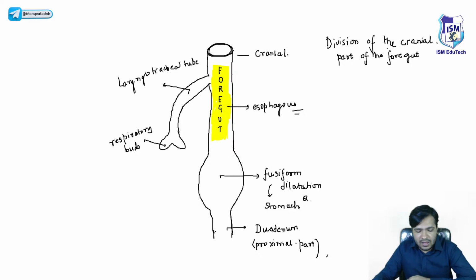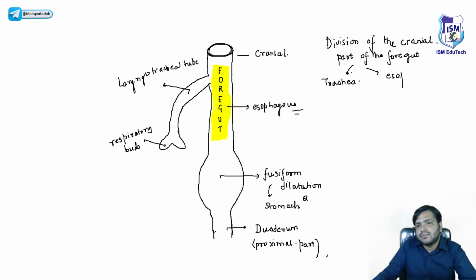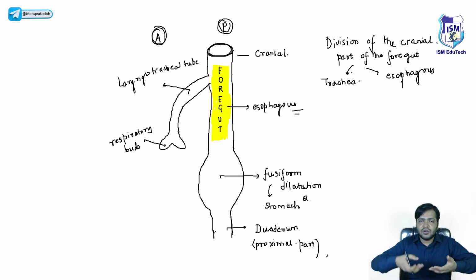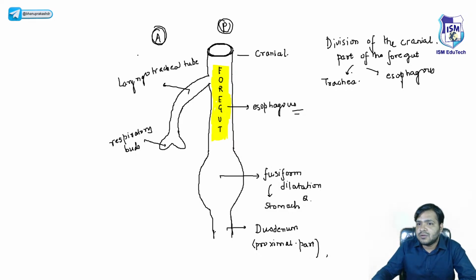It will give rise to the trachea and esophagus. I'm just drawing a structure like this, so that the trachea will come in front and the esophagus will come posteriorly. So the division is such that the trachea is going in front and the esophagus is behind. Remember, the trachea is in the anterior part and the esophagus is in the posterior part.